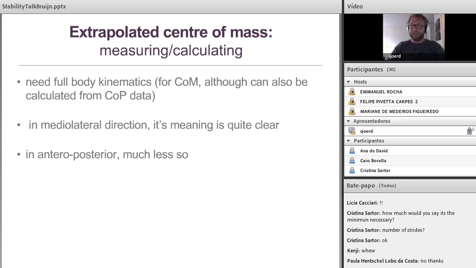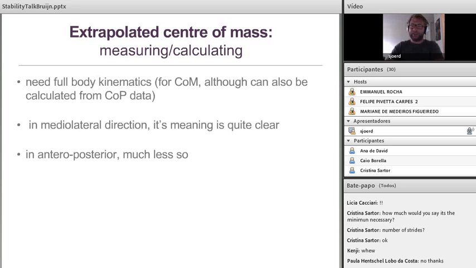But to calculate it, you need some more stuff than you need for the Lyapunov exponent. For the Lyapunov exponent, we had enough with just a simple inertial sensor. For the extrapolated center of mass, you need full body kinematics to calculate the center of mass. Although you could also calculate the center of mass by filtering and integrating your center of pressure data.